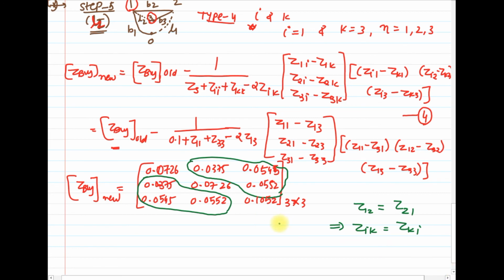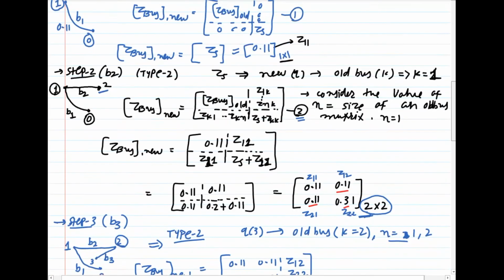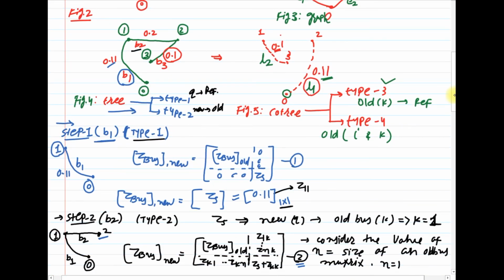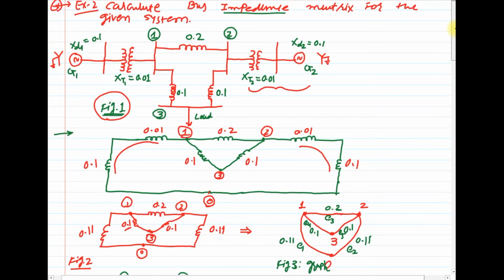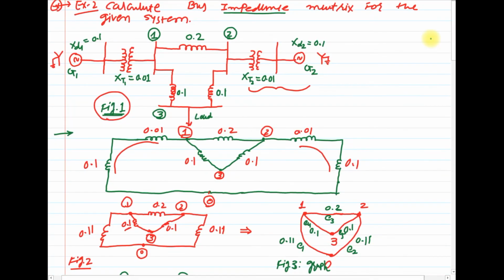So I hope you are clear up to this, as we have considered all types of modification. That means type 1 for element B1, type 2 for elements B2 and B3, for link 1 type 3, and for link 2 type 4. So all types of modification we have considered. So I hope you have understood the formulation of this Z-bus matrix. Clear?